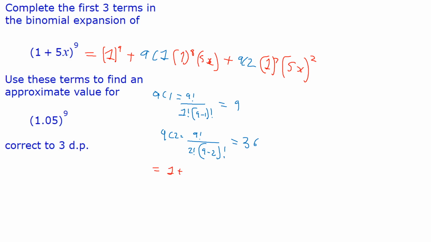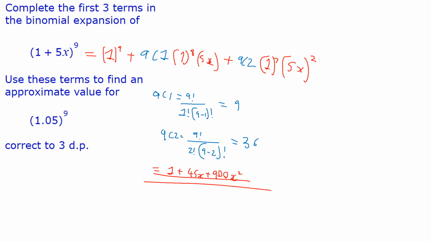So we can safely say that this expansion is equal to 1 plus 45x plus, what's 36 times 25? 36 times 25 is equal to 900. So plus 900x squared. Okay, that is from the last lesson.